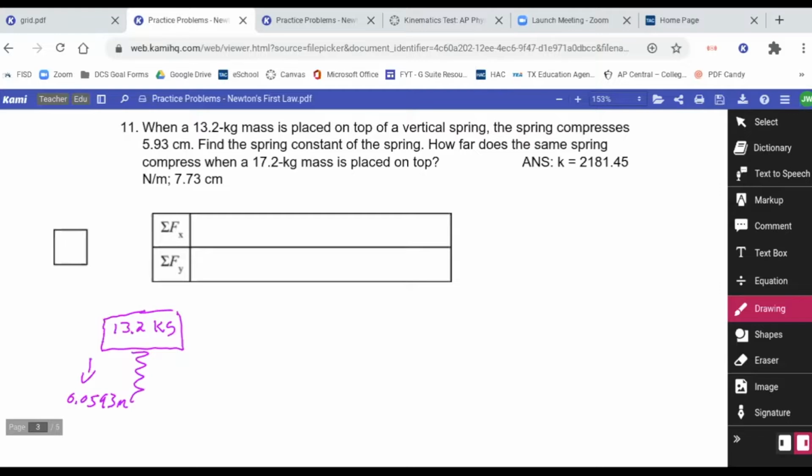Balance. Balanced, yeah. That's what we're looking for. So that means that the force of gravity going down, because we're on Earth, is going to be balanced by the spring trying to push that weight off of it, right?